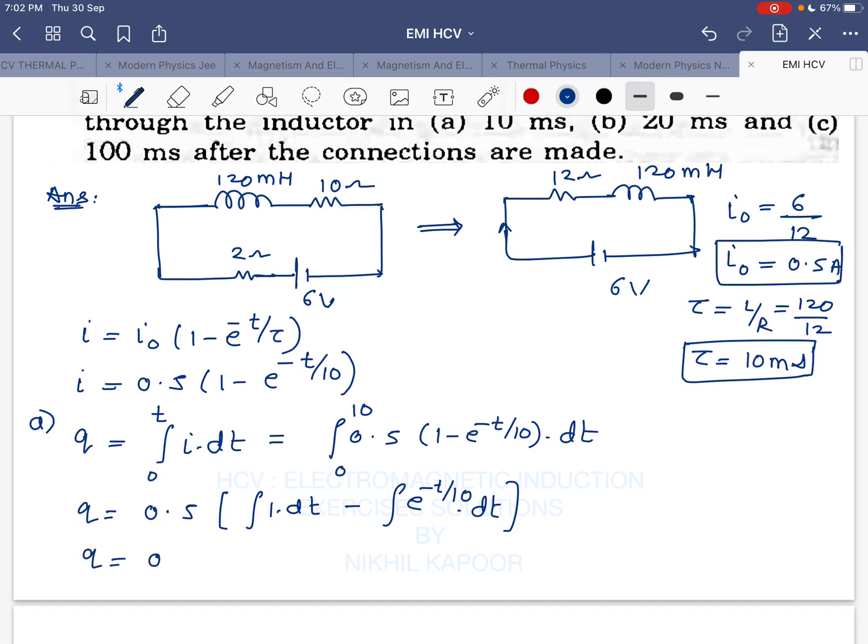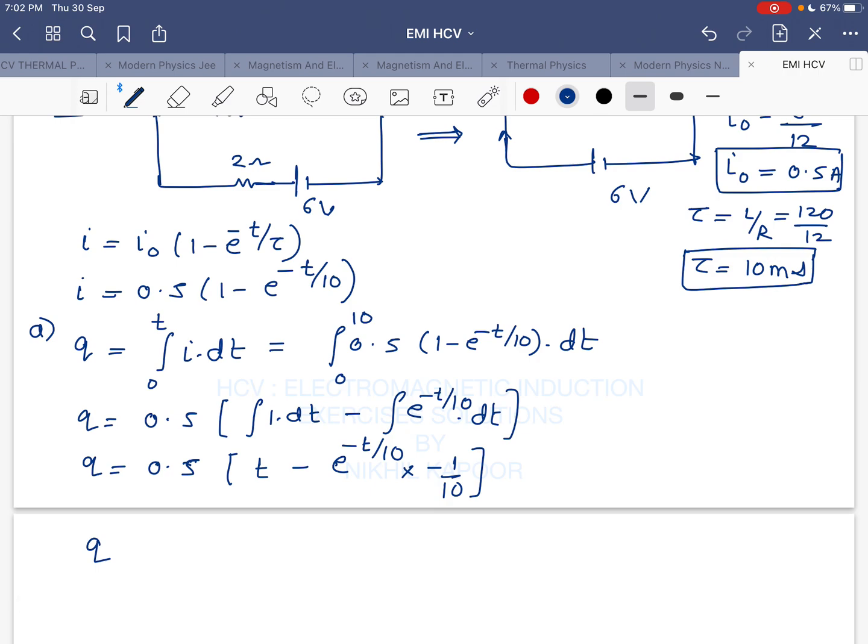Limits are known to us. So it will be 0.5 in bracket. Integration of dt would be t, minus integration of e raised to minus t by 10, which will be the same e raised to minus t by 10 into the coefficient of t, which is minus 1 by 10. So that is nothing but the charge: 0.5 in bracket t plus e raised to minus t by 10 divided by 10, the charge flown during interval 0 to t.